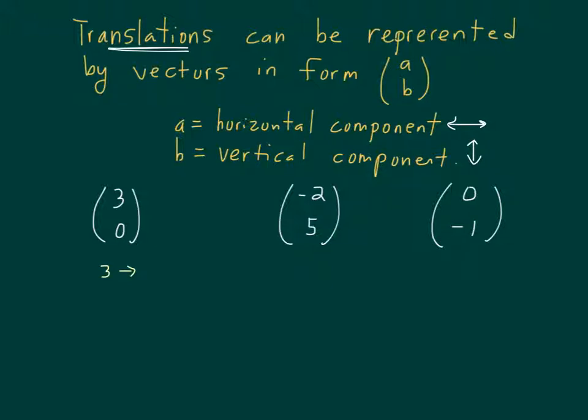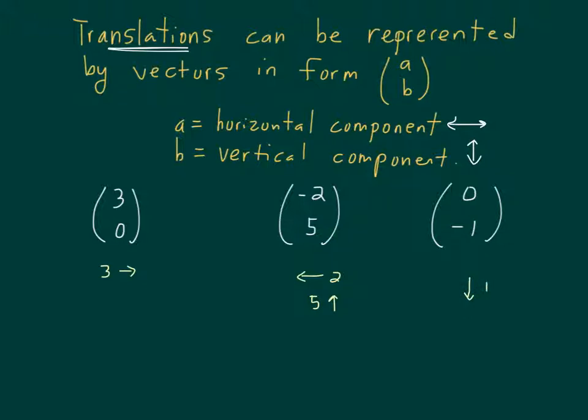This next vector of negative 2, 5, well, up top you see the horizontal component is negative 2. That would tell us that we need to go to the left 2 units, and then the 5 in the bottom represents our vertical shift, that would tell us we need to go up 5. Okay. Likewise with our last one here, 0, negative 1. The 0 for the horizontal component means we're not moving left or right. The 1 for the vertical would mean we're going down 1.